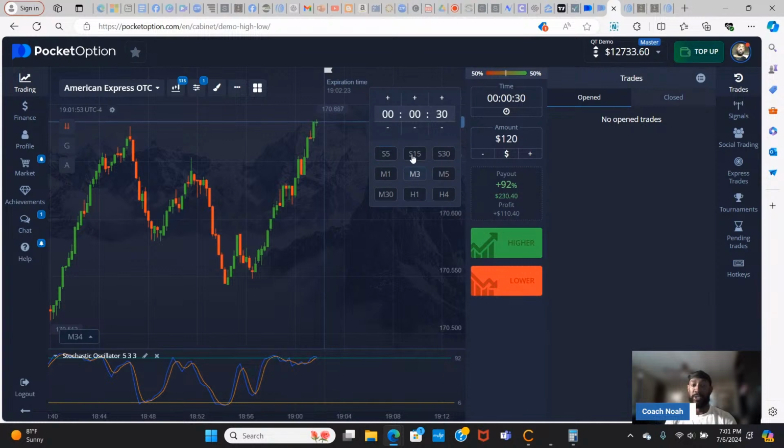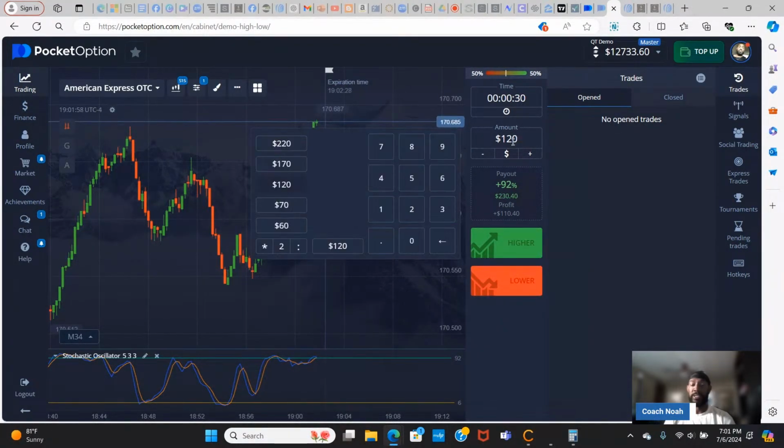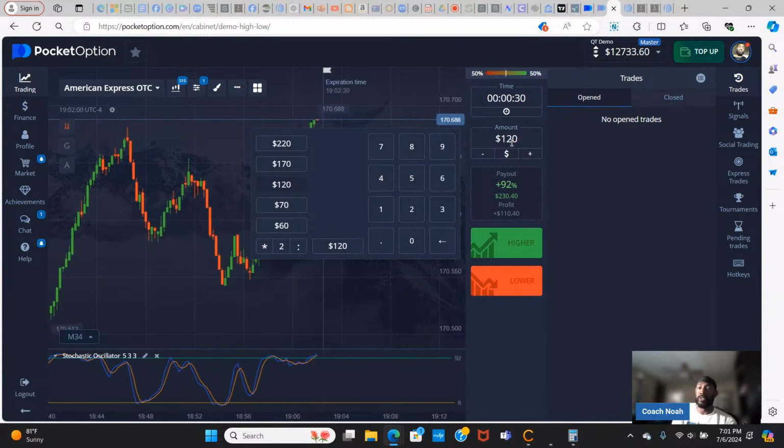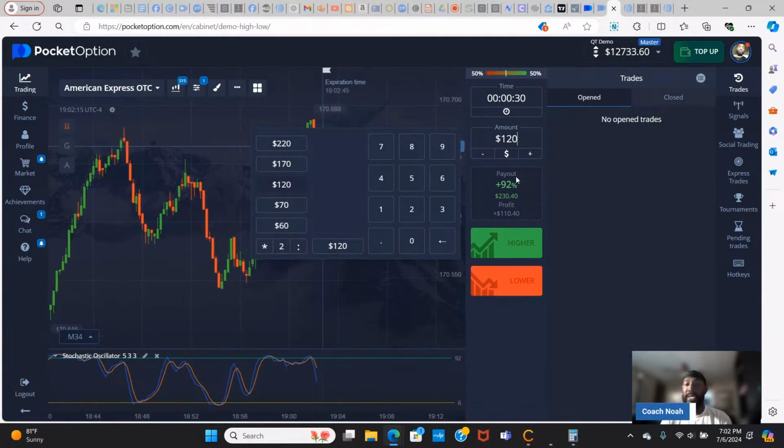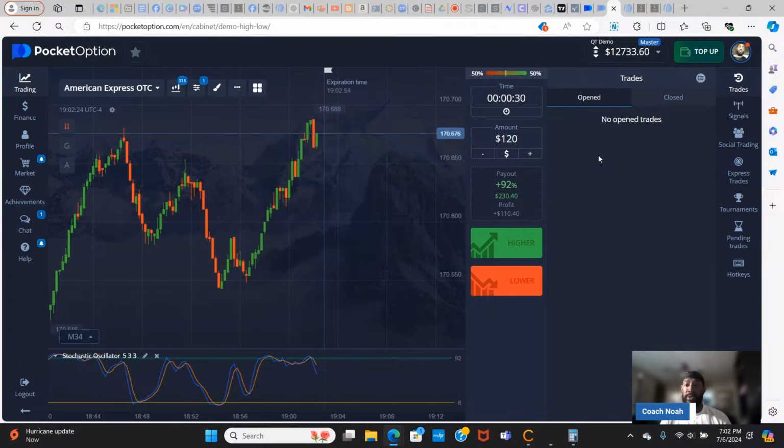So this is where you choose your time. This is the amount that you choose to trade. I suggest that you only risk 1 to 2% of your account. For example, this demo account has 12,733, so 1% of that would be $120. I tell people I suggest that you don't risk more than 1% per trade, and I'm going to show you guys the reason why. I'm going to show you my strategy here in a minute, and why you only want to risk 1 to 2% per trade.